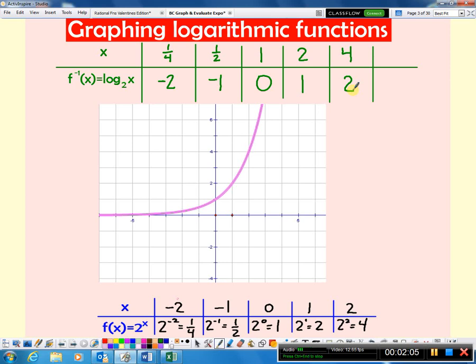So let's plot these points. 1/4 comma negative 2, 1/2 comma negative 1, 1 comma 0, 2 comma 1, and 4 comma 2. If I plot a graph that passes through these 5 green points, I get my logarithmic function.